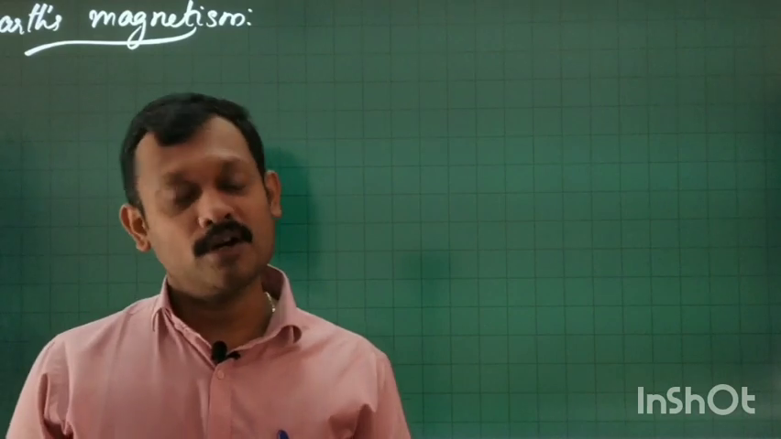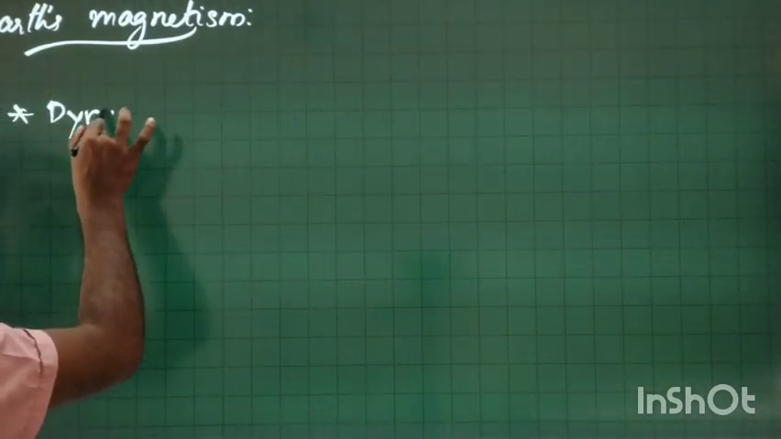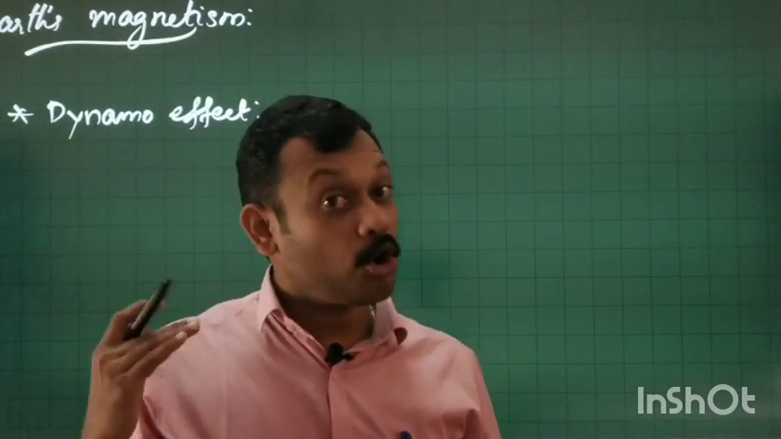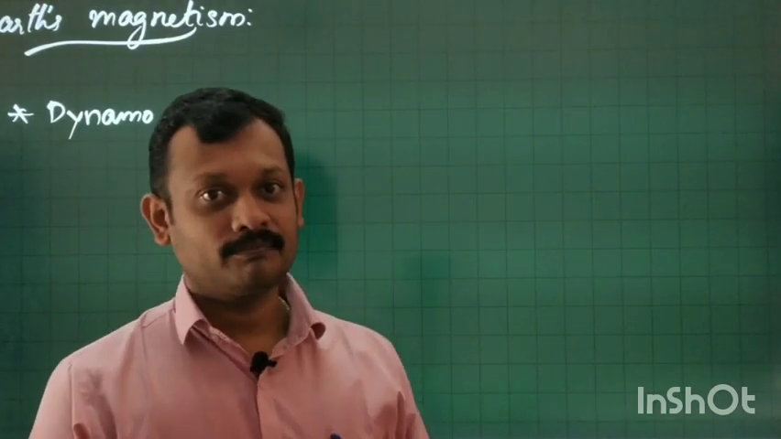Now, what is Earth's magnetism? What is the cause of Earth's magnetism? The cause is believed to be, it's still not clear, it is still mysterious, I have to say. But it is believed that the cause of Earth's magnetism is an effect called the dynamo effect. As we all know, the core of the Earth has an extremely high temperature.